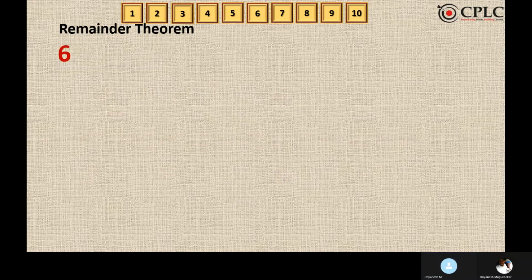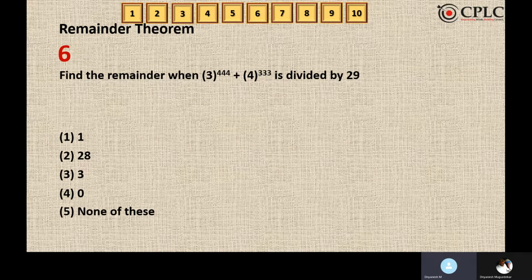Sixth one, find the remainder when these numbers are divided by 29. Now here the idea is to convert the powers into the same power. So for 444 and 333, the common number you can convert the power to is 111.